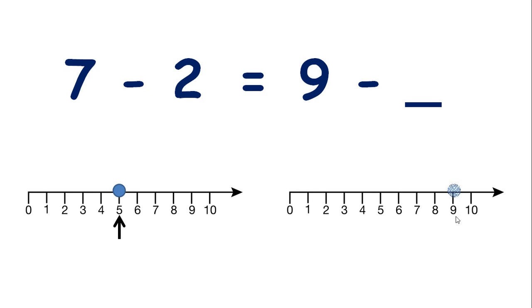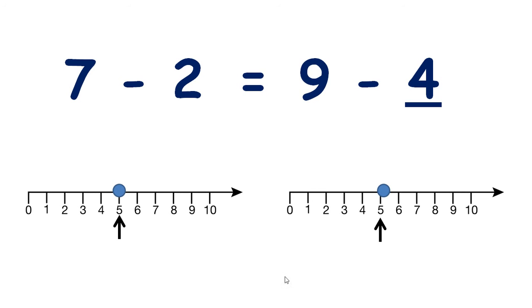So let's start on 9. How many jumps will I need to make to get to 5? Well, we need 1, 2, 3, 4 jumps. So our answer is 4.